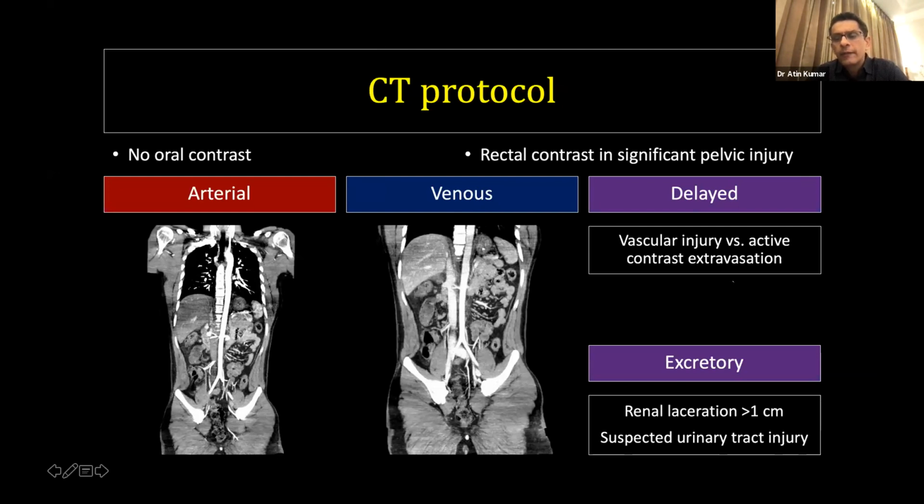We may do a delayed phase in specific scenarios when we are thinking of a vascular injury, or maybe an excretory phase when we are thinking in terms of a kidney injury. Then we take a delayed phase, which is 3 minutes down the line.